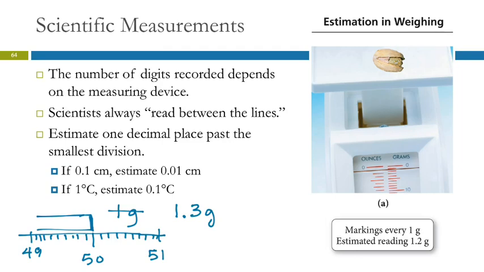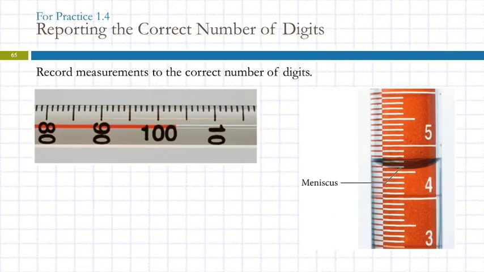So we're going to be using the glass thermometers over there. They have a smallest division that's 1 degree Celsius. So then what do we estimate? The next decimal place, the tenths. So if the smallest division is 1 degree Celsius, you estimate 0.1. Okay? So let's practice a little bit.